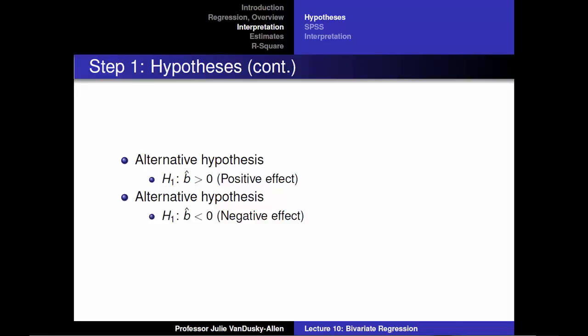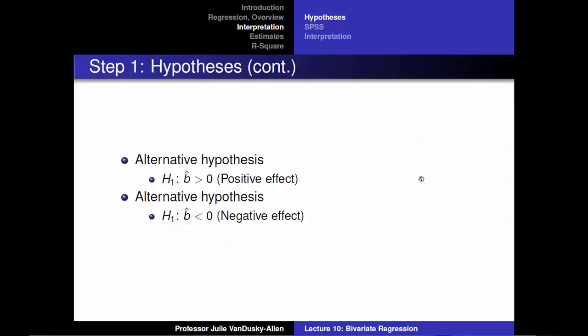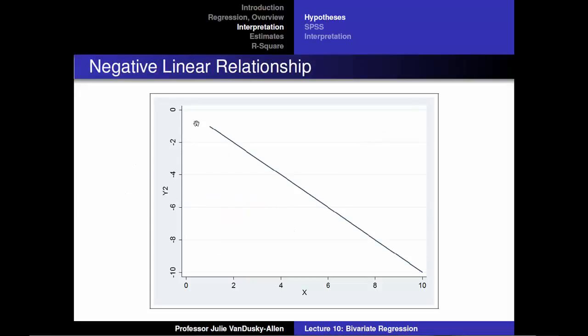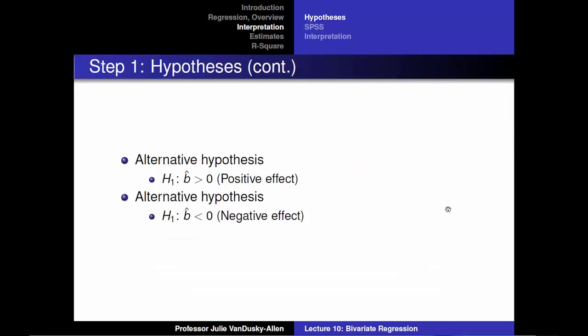If you expect your independent variable to have a positive effect on the dependent variable, then your alternative hypothesis should be b hat is greater than 0. If you expect your independent variable to have a negative effect on your dependent variable, then your alternative hypothesis should be b hat is less than 0.